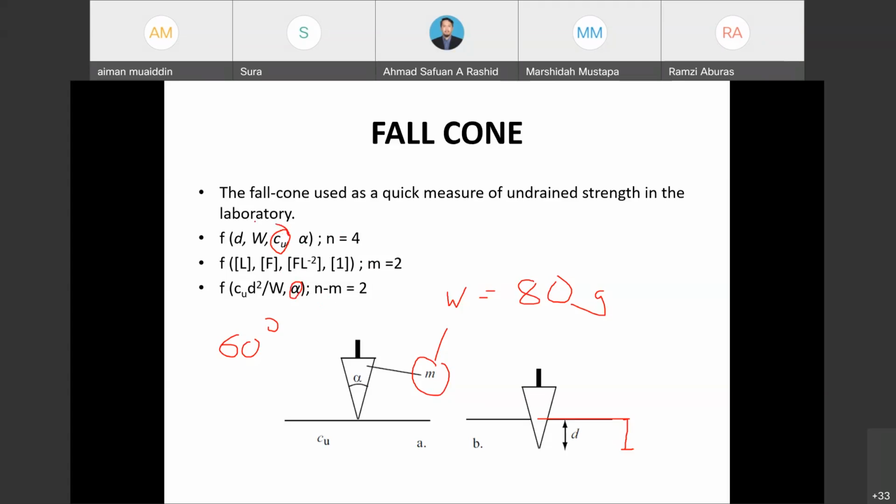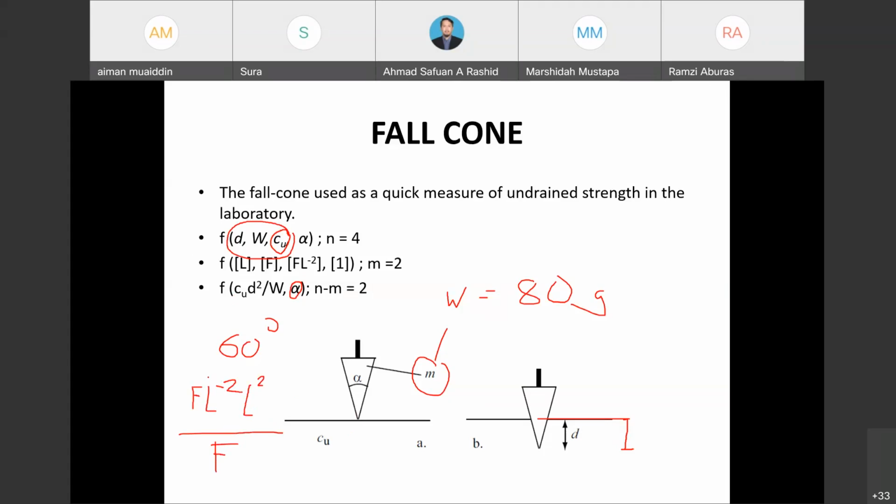And then we need to make use of all of these 3. So the author came up with Cu times D to the power of 2 over W. If you use the primary dimensions, it is F L to the power of negative 2, over L to the power of 2, times L to the power of 2, and then times F.